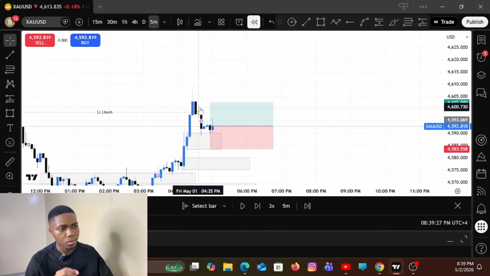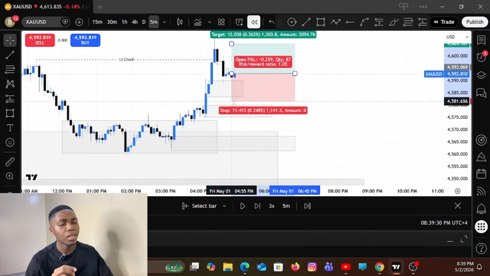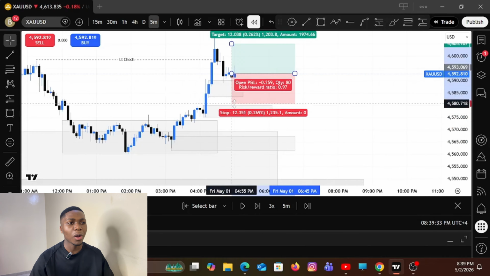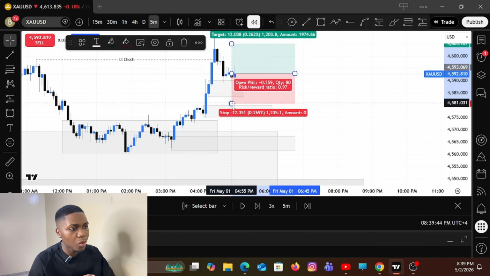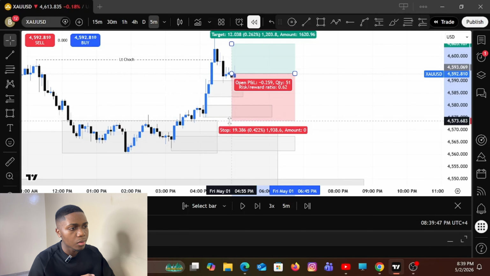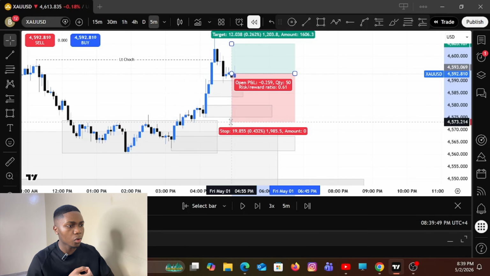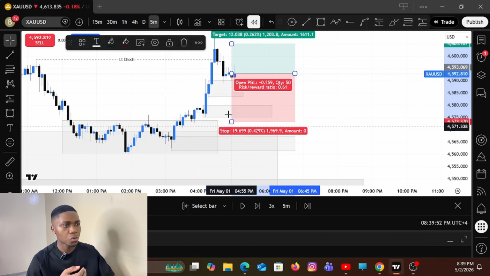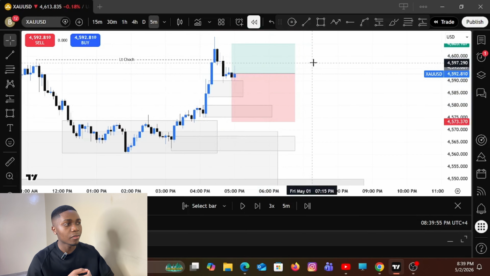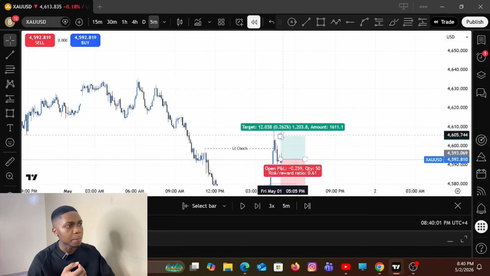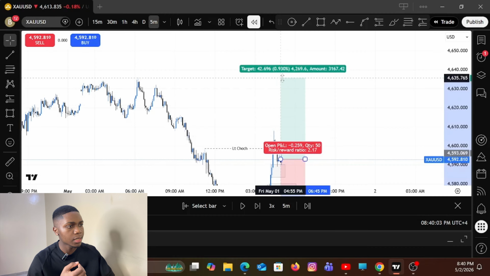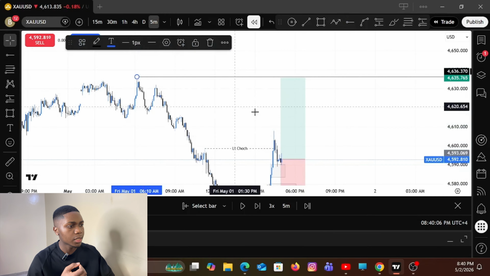Then my stop loss wasn't actually here, because I didn't want my stop loss to be too tight. I don't want to squeeze the market. I need to give some breathing space for the market to breathe. So my stop loss was a little bit below this other block here, just around 200 pips, based on the fact that gold is very volatile. So I was targeting these Asian highs, these highs here.